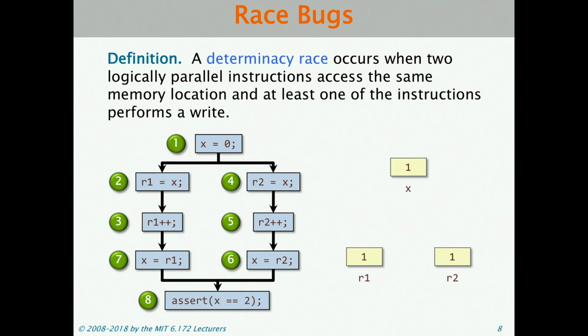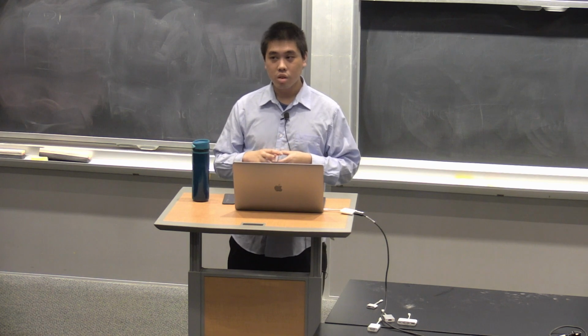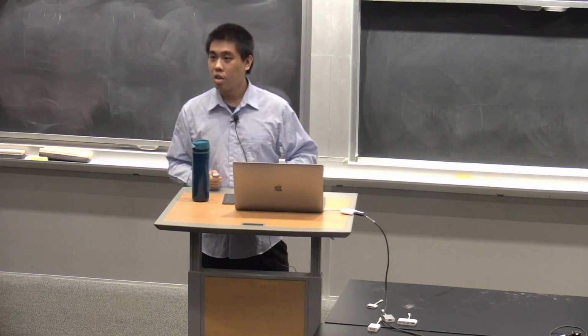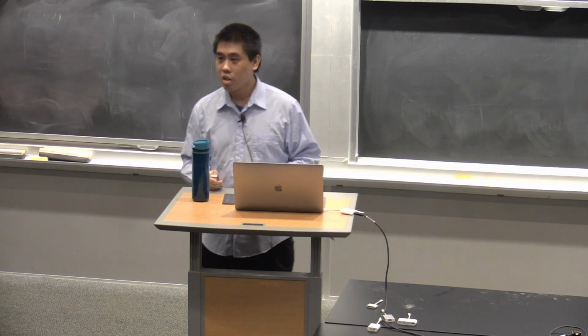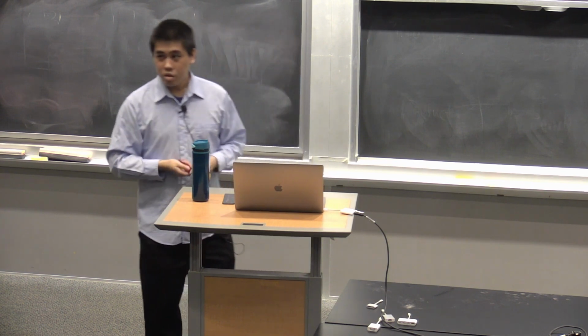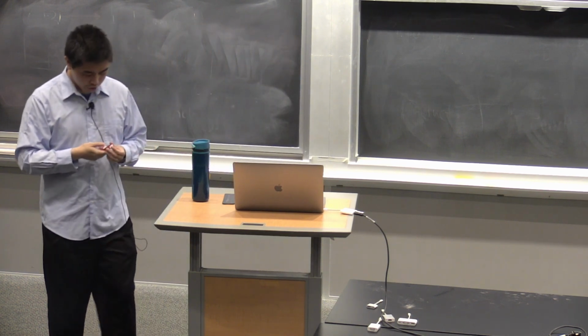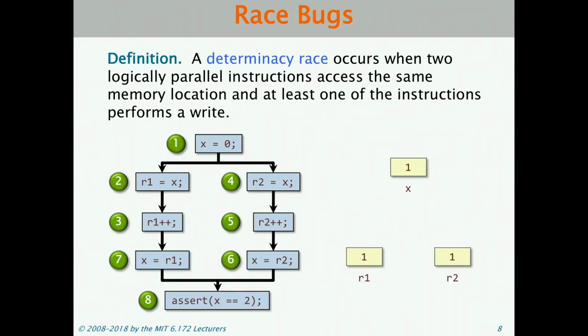One of the nasty things about this example is that the race bug doesn't necessarily always occur. So does anyone see why this race bug doesn't necessarily always show up? Yes? Right, the answer is that if one of these 2 branches executes all 3 of its instructions before we start the other one, then the final result in x is going to be 2, which is correct.